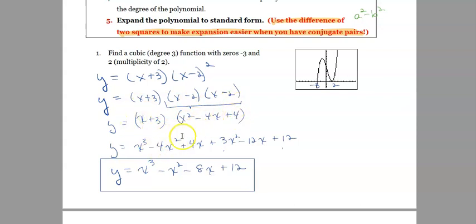x times 4 gives me positive 4x. Then 3 times x squared gives me 3x squared. 3 times negative 4x gives me negative 12x. And 3 times 4 gives me 12, which is also, by the way, your y-intercept, which I can see right here. Remember, when you're in standard form, which is going to be this final form once I combine like terms, you can see your y-intercept.